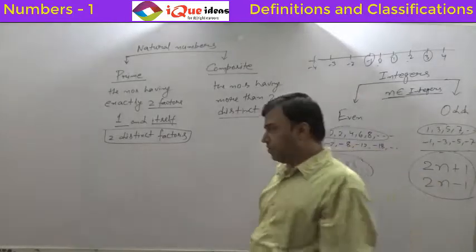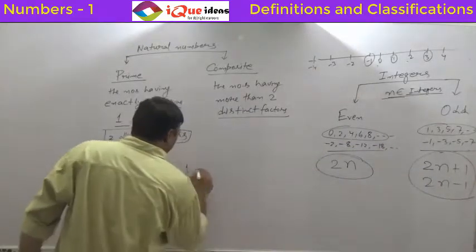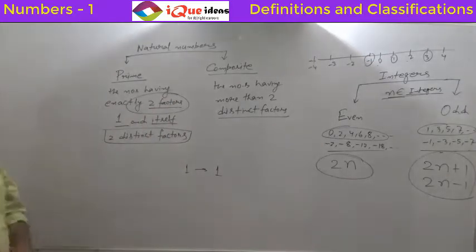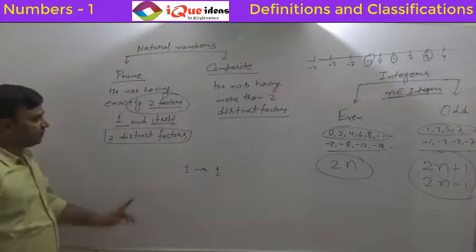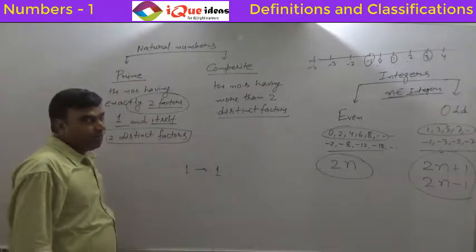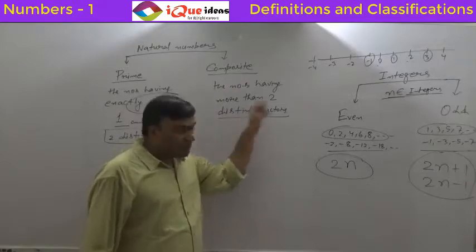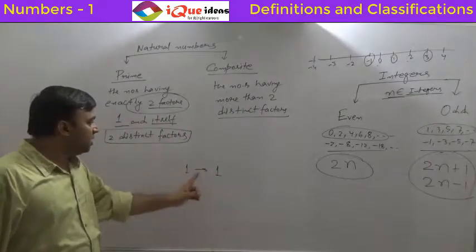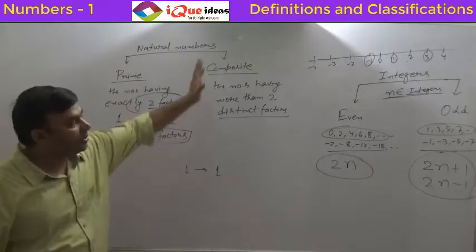So what does it mean? The factor of 1 is only 1. So it does not have two factors. Right? It has only one factor. So it cannot be put in the category of prime. Composite numbers have more than two factors, so it is all the more difficult for 1 to go into composite numbers. So 1 cannot be a part of prime numbers. 1 cannot be a part of composite numbers.